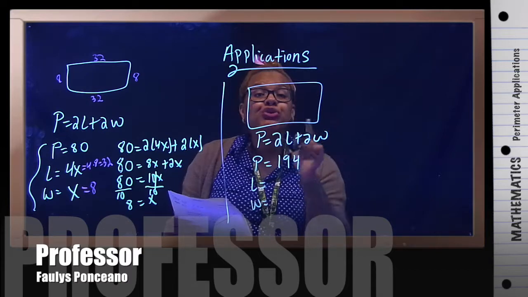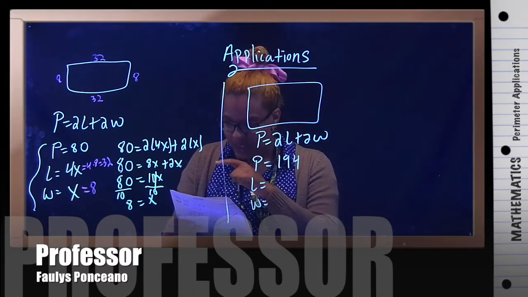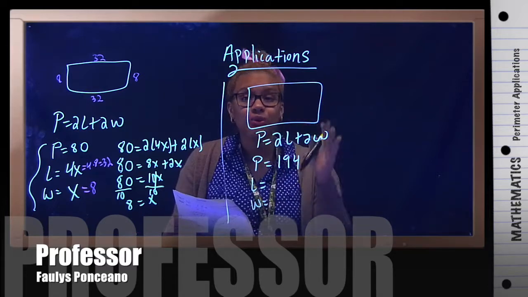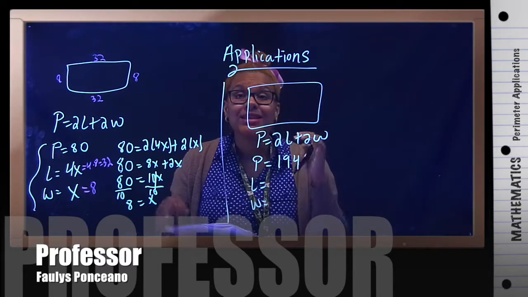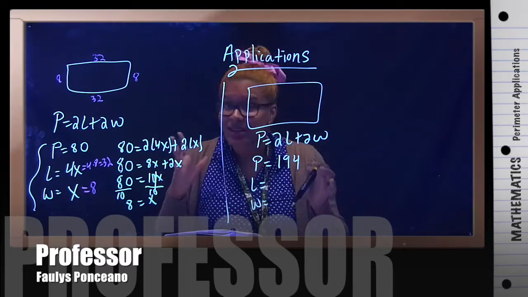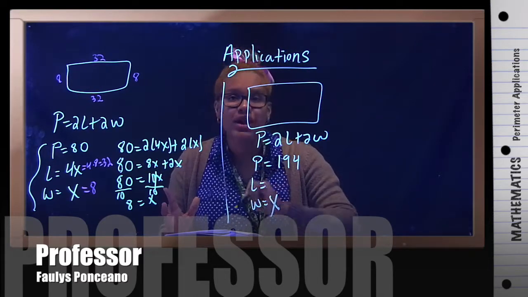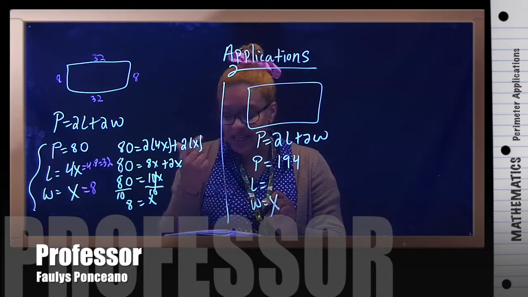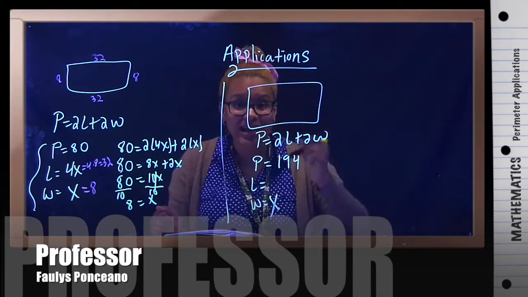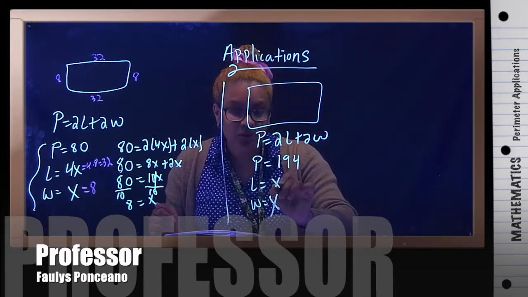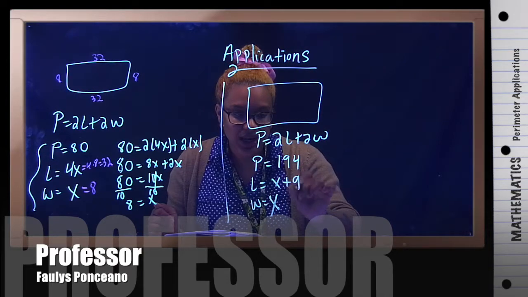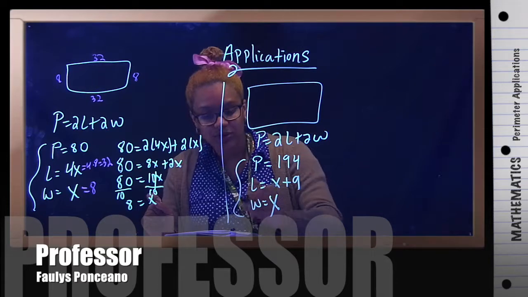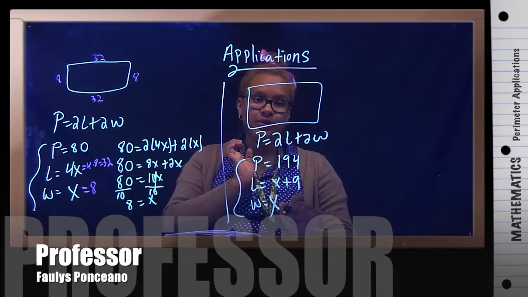Next, find what you do not know. Well, the length of the garden is 9 feet longer than its width. They didn't say what the width is, so I do not know the width. Now let's find the length. The length is 9 feet longer, so adding more. So my width, which I don't know, plus the 9. That's the length. Now I'm going to substitute these values into my formula.